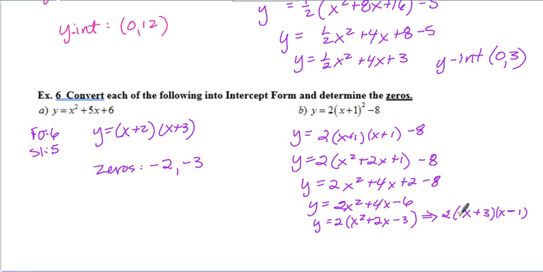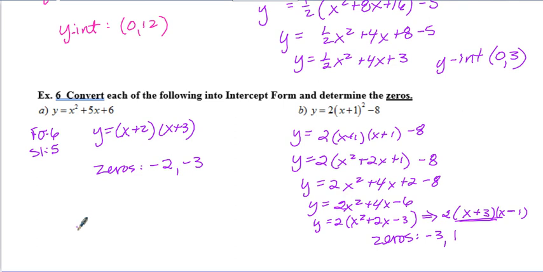So let's see, the zeros must be, so this is our intercept form. This is what we were after, intercept form. The zeros must be found at -3 and +1, which is so easy to do once we're in intercept form.